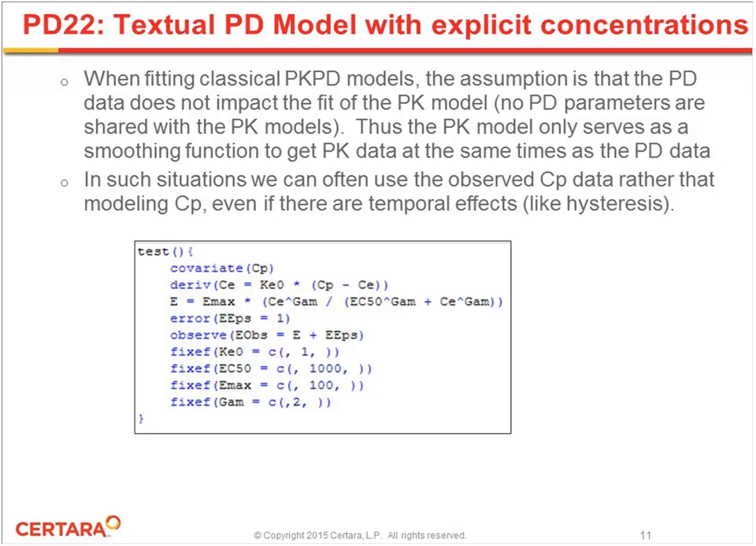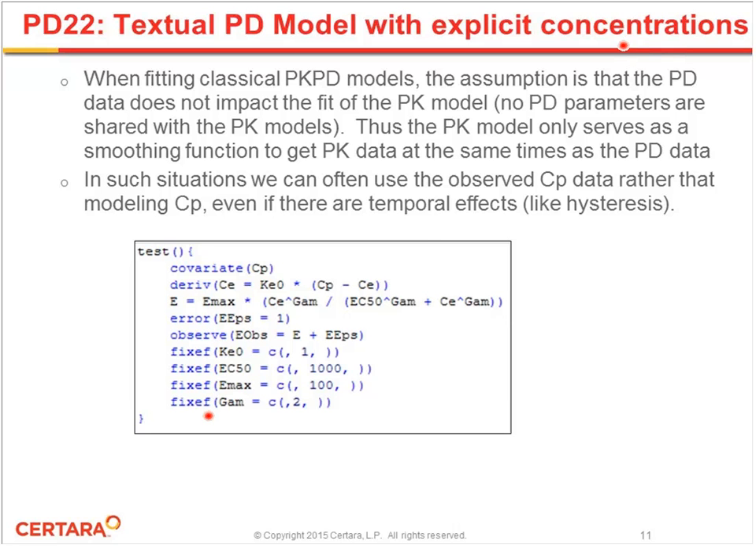And it appears as if the PK model only serves as a smoothing function to get predictions of concentrations at the times when you have response or PD data. So this smoothing is not required in our case, since in our data set we have a concentration value for each response measurement. So even if we have temporal differences between the concentrations and the responses, we can use explicit concentrations in our PD model.